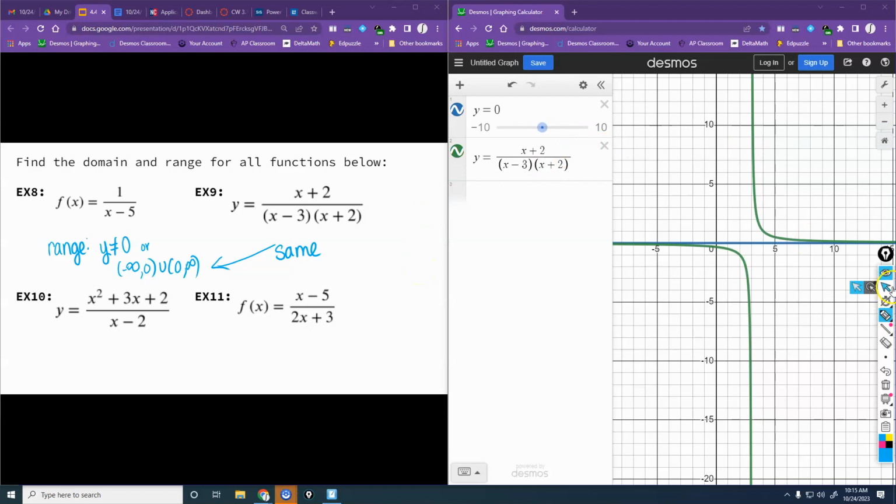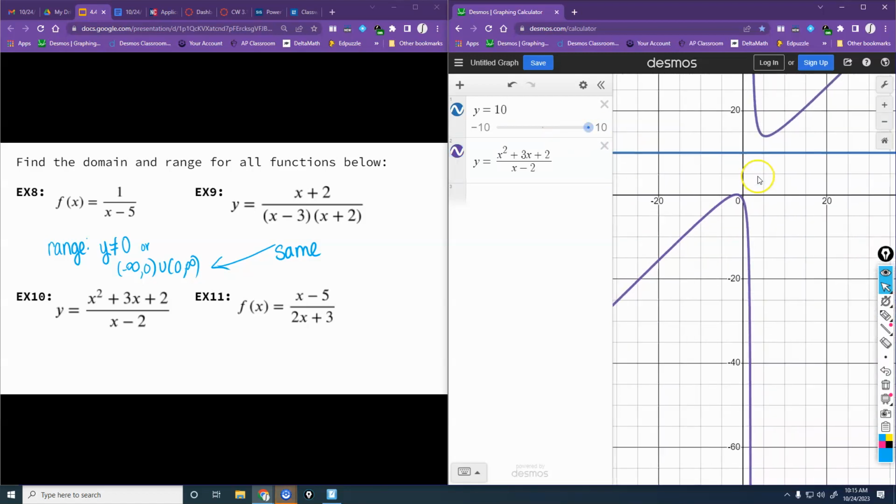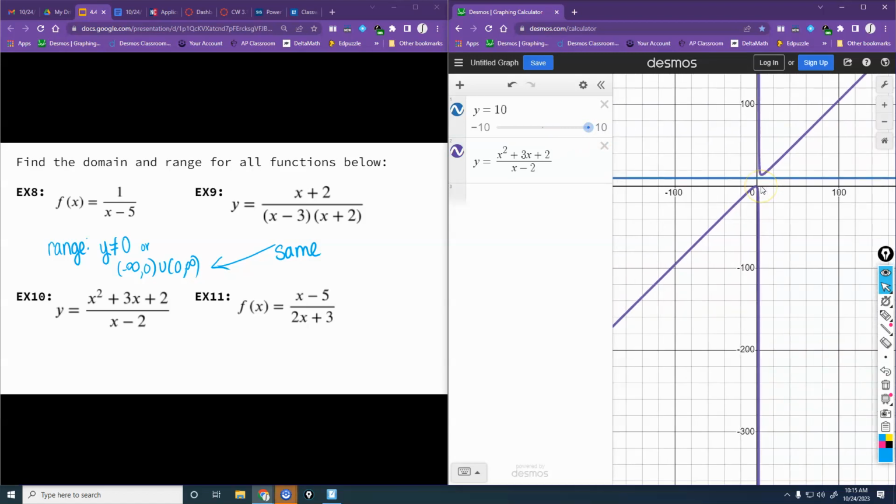All right, let's try number 10. x to the second plus 3x plus 2, and then on the bottom we got x minus 2. Now, this one's weird. I don't know if you'll see one like this. Okay. Yeah, this one is weird.